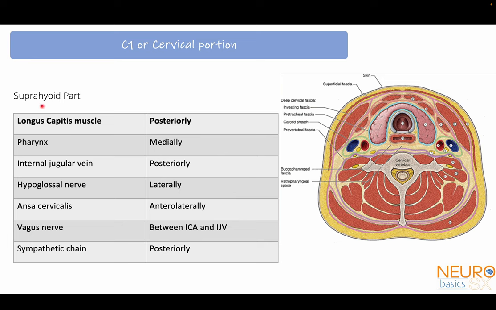The suprahyoid part is located over here. There are multiple different relations of the suprahyoid part. The longus capitis muscle lies posteriorly, the pharynx lies medially, the internal jugular vein lies posterolaterally. Then you have the hypoglossal nerve, which lies laterally, and the ansa cervicalis, which runs on this carotid sheath. The vagus nerve runs between the ICA and the IJV within the carotid sheath, and the sympathetic chain lies posteriorly.